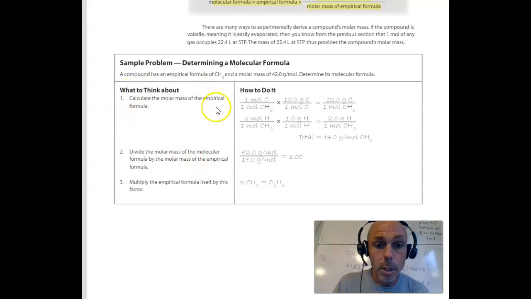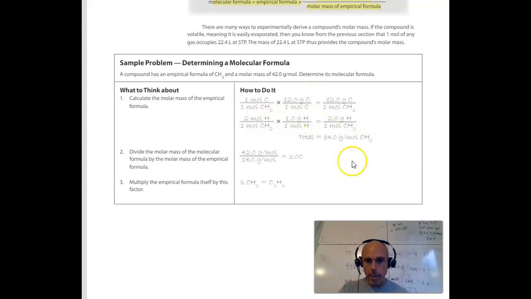So the first step is to find the molar mass of the empirical formula, assuming you already have it. And if you don't, you'd find that first, like we just learned how to. That's just like a regular molar mass. You multiply the molar mass of each atom by the number of atoms in the molecule. There's only 1 carbon atom, so 1 times 12 is 12. 2 hydrogen atoms times its molar mass added up. And in this case, the molar mass of CH2 is 14 grams per mole.